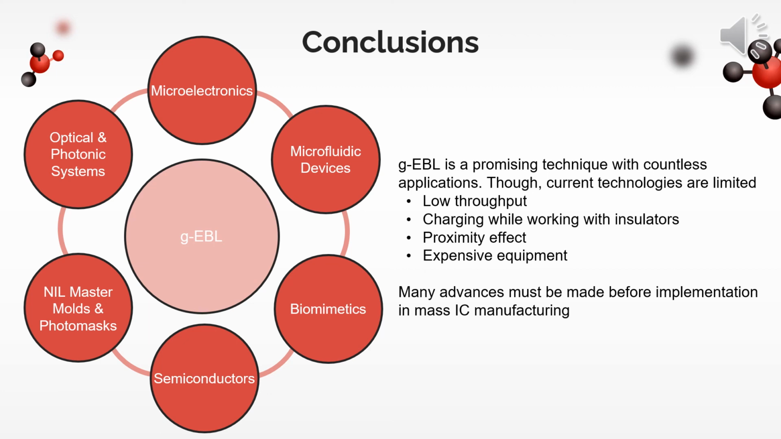This technique's precision and high resolution makes it very promising for various fabrication applications, though its potential is significantly hindered by its low throughput, inability to work on insulating materials, and the proximity effect. Though the proximity effect can be mitigated by incorporating correction factors in the design. So as a final statement, GEBL can definitely become the next generation of mass production three-dimensional nanostructure fabrication, though many advances in its scalability must be made before its incorporation in these fields.